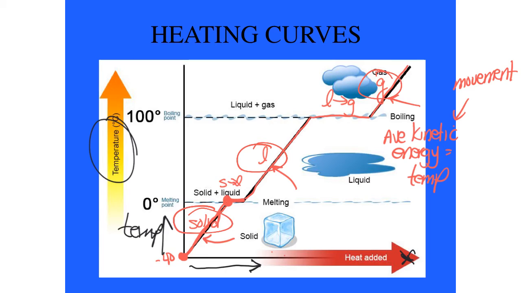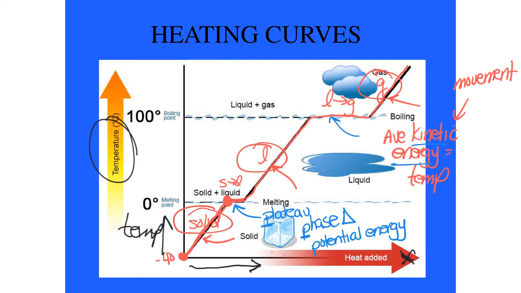Now we have these flat parts. I like to call them the plateaus because it starts with the letter P. And on the plateau, okay, I don't know if I spelled that right, but on the plateau, you have a phase change. That little triangle means change. So we have a plateau, phase change. The kinetic energy is not changing because kinetic energy means temperature, but the potential energy is changing.